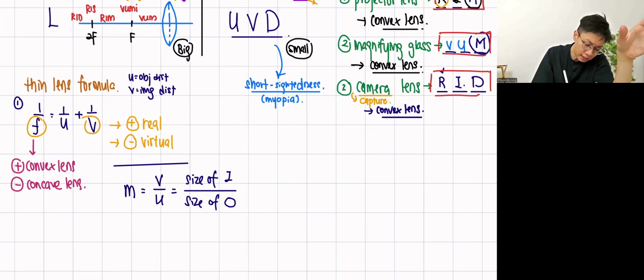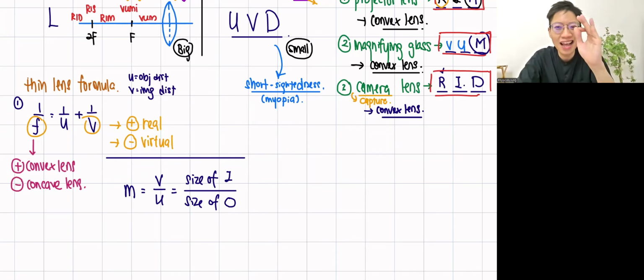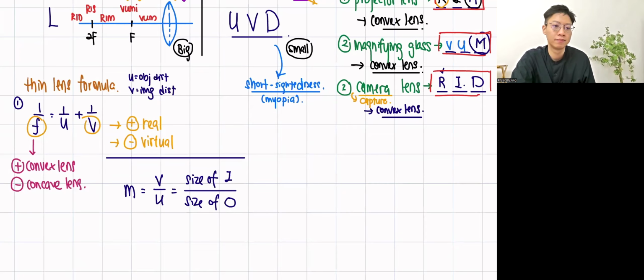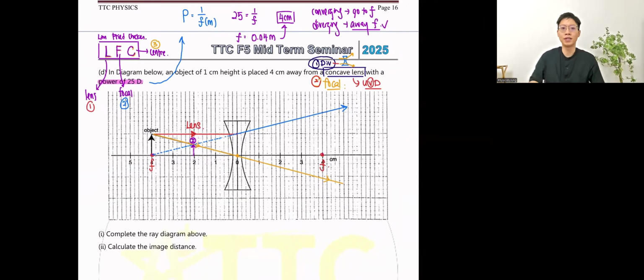Guys, is the calculation difficult or not? Let me tell you. The calculation for light is not hard, but you have to be very careful. What do I mean by careful? Let's have a look. Look at this question. We go back to page 17 again. Complete the ray diagram, drawn already. Calculate the image distance.